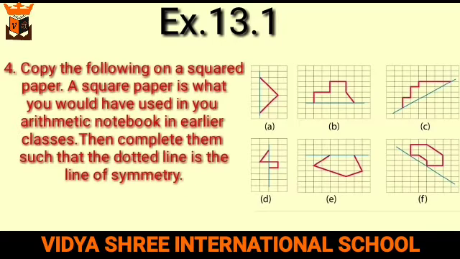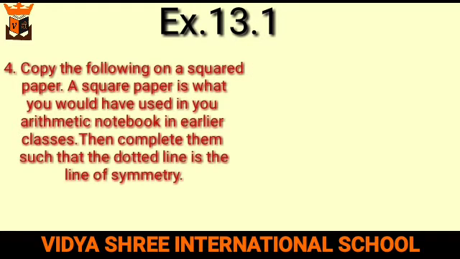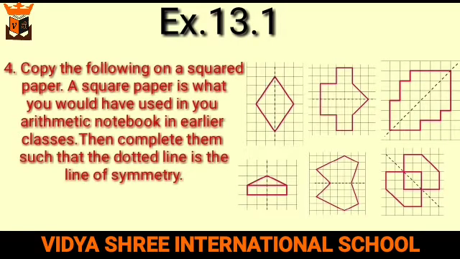Question number 4 is, copy the following on squared paper. Squared paper is what you would have used in your arithmetic notebook in earlier classes. Then complete them such that the dotted line is a line of symmetry. To make the dotted line a line of symmetry, the given figure may be drawn as follows.